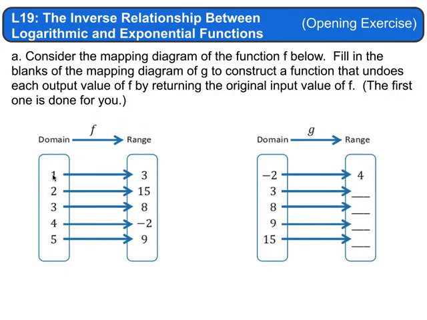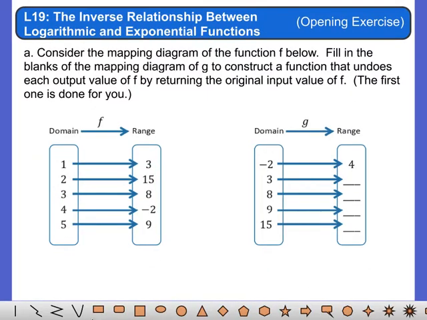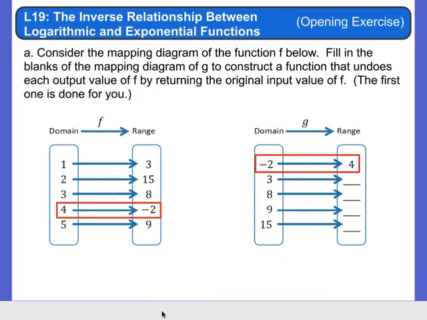So in function f, it says 1 maps to 3, 2 maps to 15, 3 maps to 8, 4 maps to -2, and 5 maps to 9. Again, this side here is the domain, and this side here is the range. So in G, what they did was one of them for us, where it says -2 maps to 4. And so what they want us to observe is the relationship between here and here. So with that being the case, we see that they are just backwards of each other.